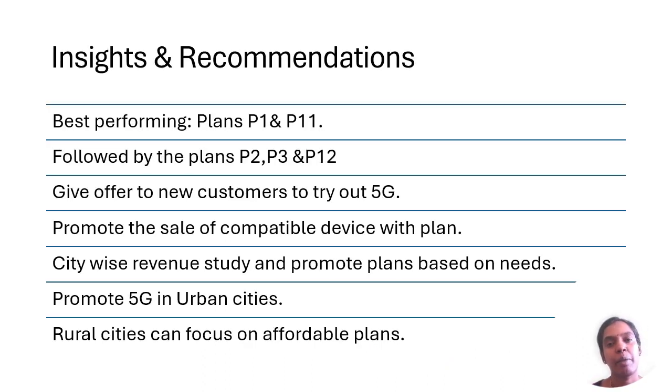Here are my insights and recommendations. Based on the revenue, plans P1 and P11 are the best performing plans, followed by P2, P3 and P12. My recommendations would be as follows. We can give offers to new customers so they can try out 5G. This can include promotion of the sale of compatible devices, as 5G requires a separate device from the ones that they currently have. So if we offer the device at a discounted price and we give a discount initially for the customers to try out 5G, we can gain more customers this way.